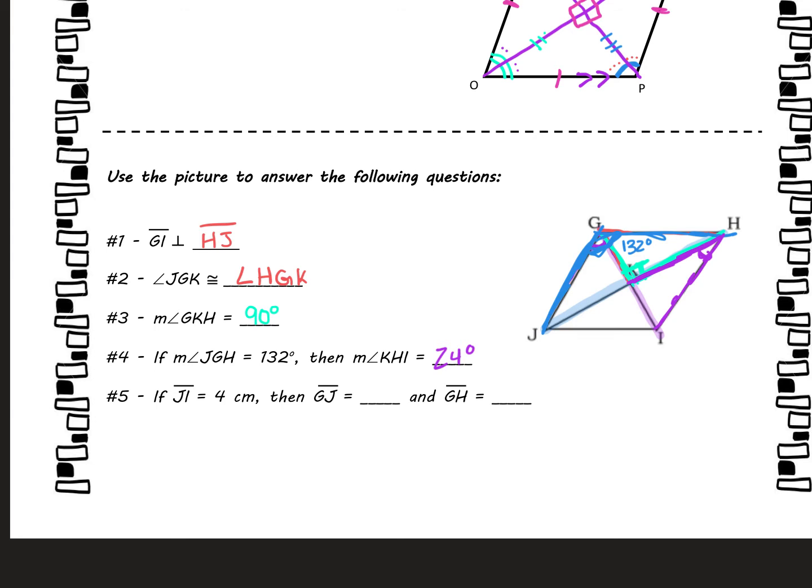Next question says if JI equals 4 centimeters. So talking about this portion that I'm highlighting in pink, if that is 4 centimeters, then what is GJ and what is GH? Well, we know that all sides are equal, so it is also 4 centimeters.